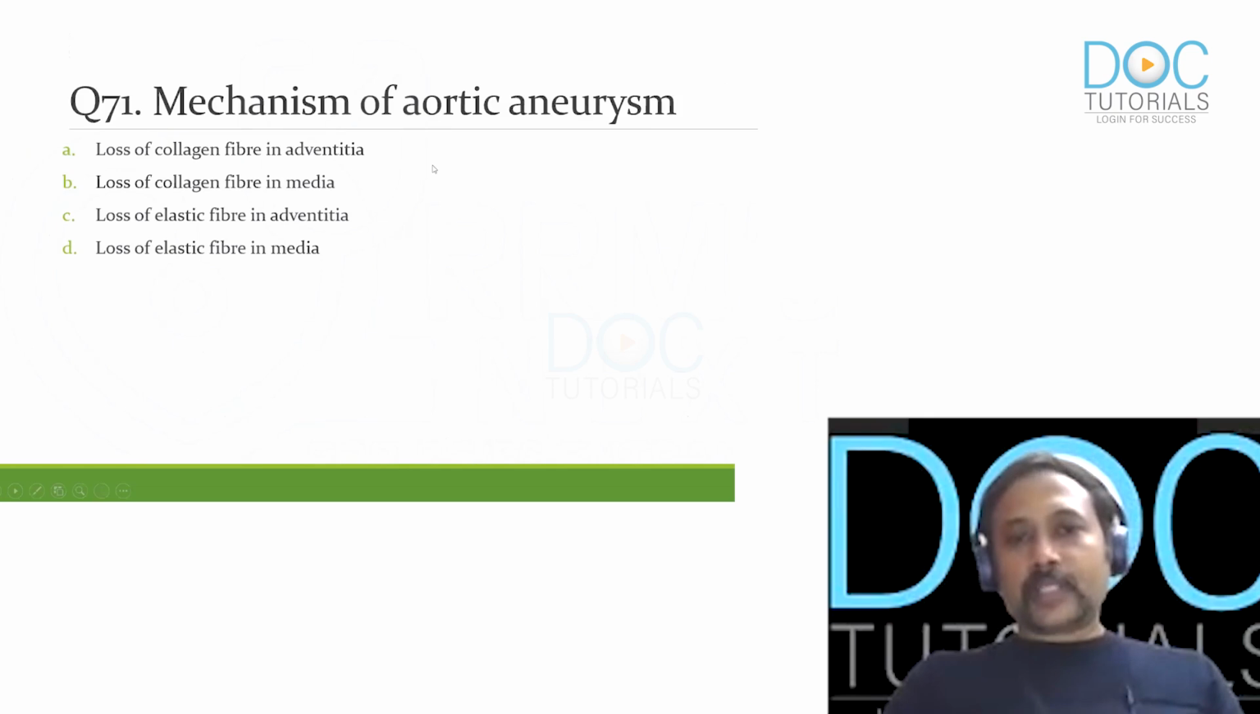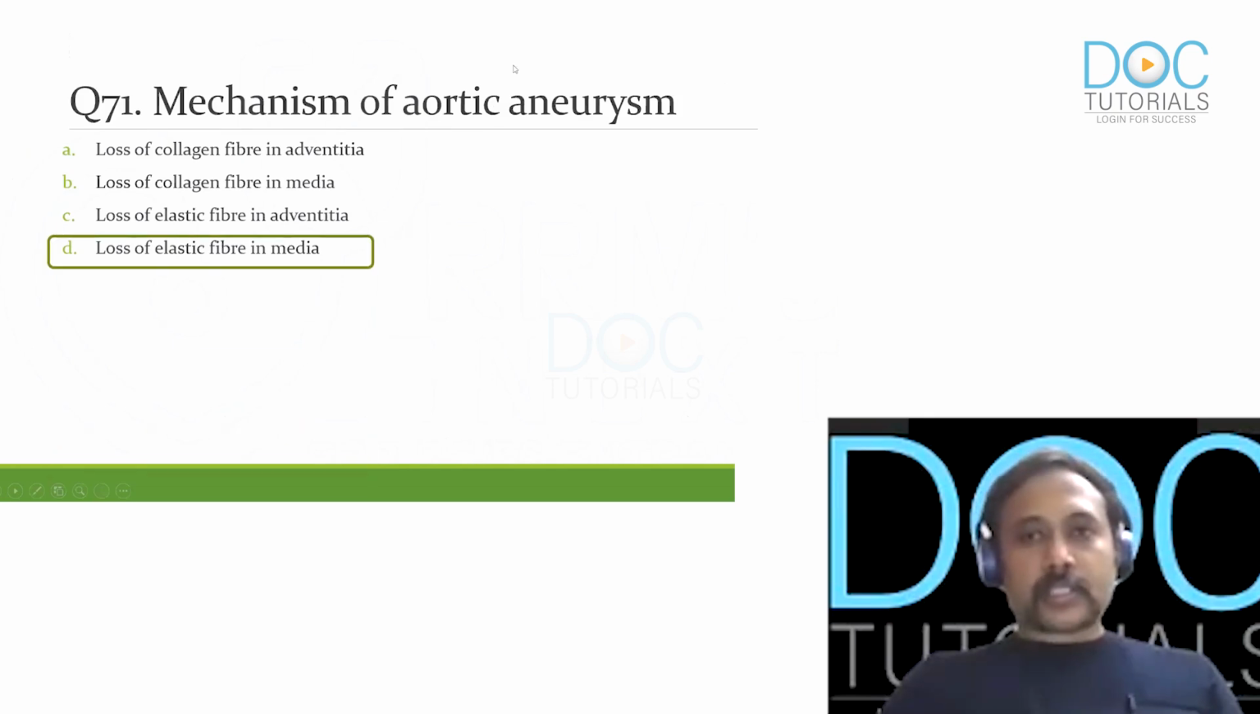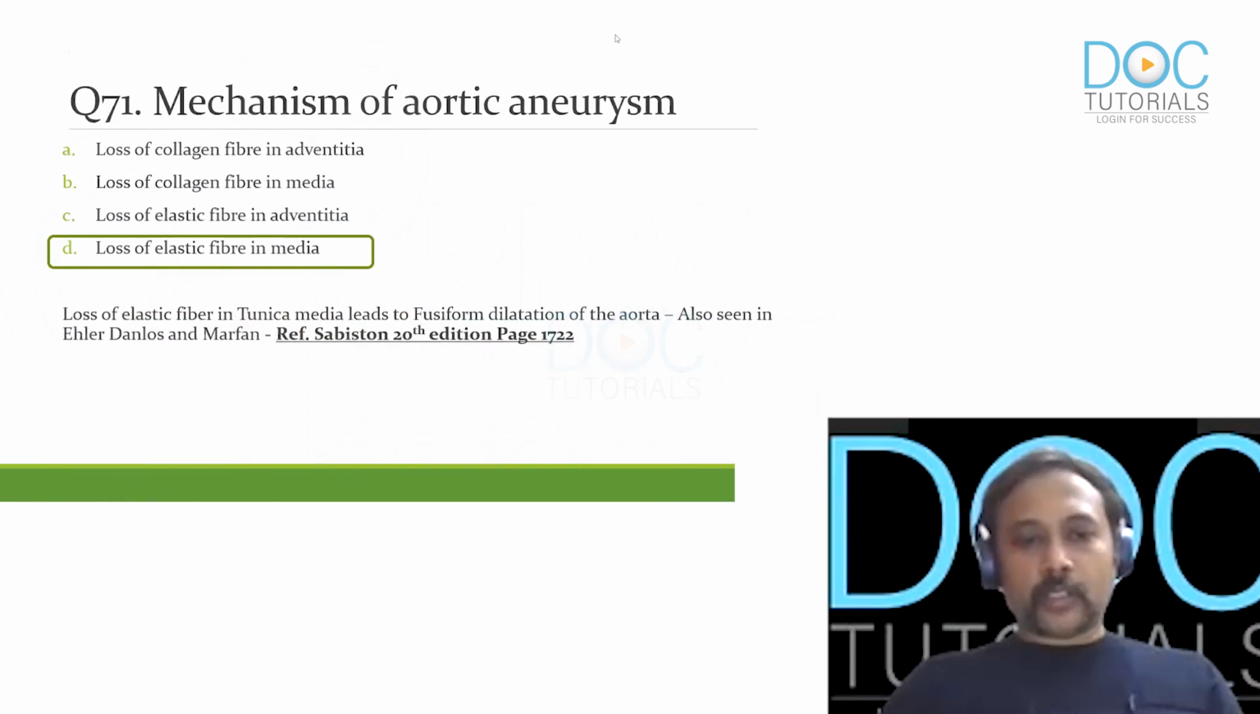Right. So the mechanism of aortic aneurysm, this is a straightforward question. This is loss of elastic fibers in the media. It is not the adventitia, it is the loss of elastic fibers in the media which is going to be important. The reference is given in your previous edition, not in the current edition. So loss of elastic fibers in the tunica media is going to be the important factor.